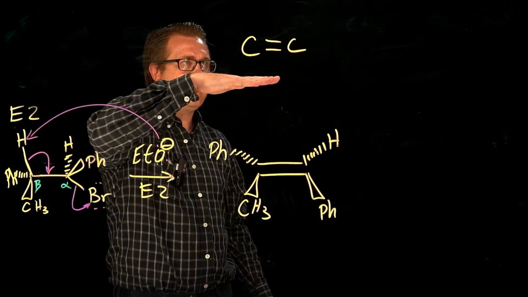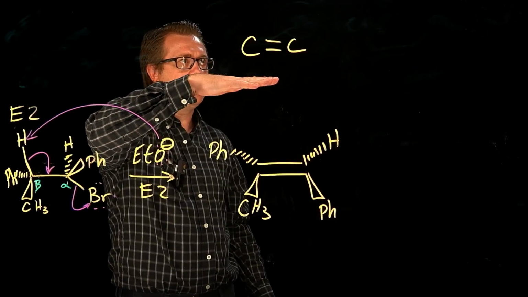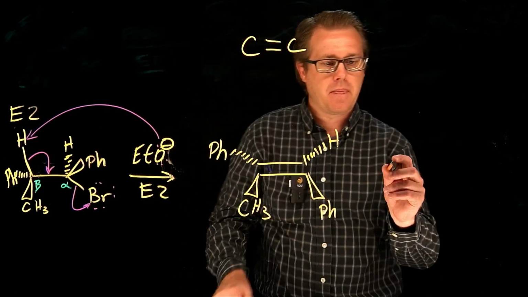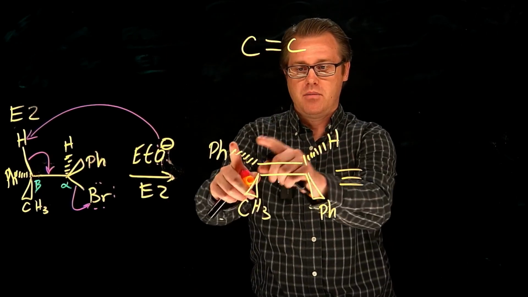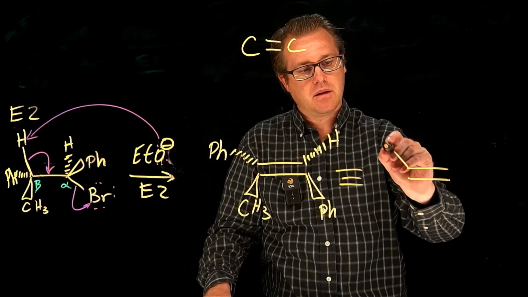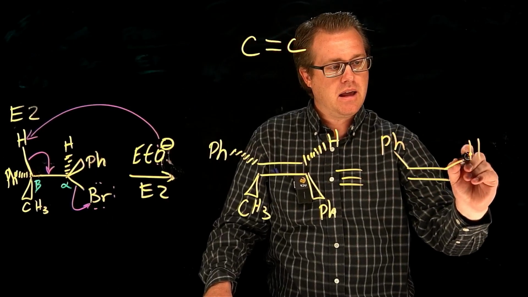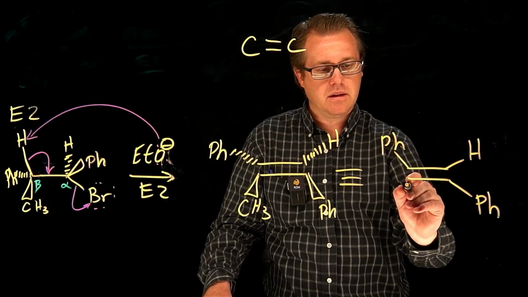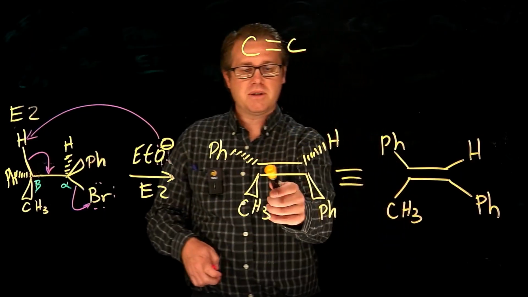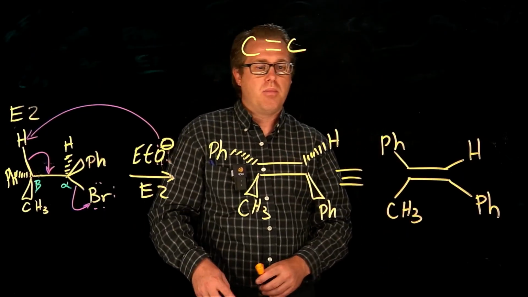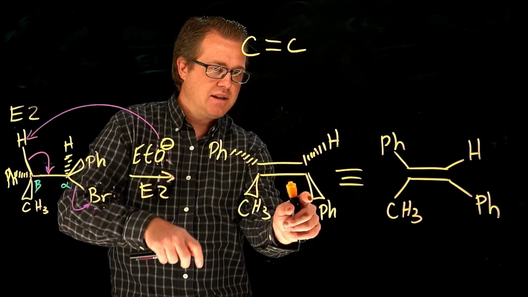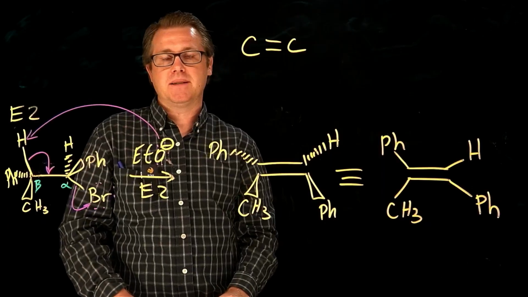Okay? Now if I take my hand and rotate it 90 degrees and put it flat, what do I see? Well, this piece right here can also be represented like this. Okay? Phenyl, H, phenyl, and our methyl. Both representations work. But the important thing to see here, this is dashed, that's wedged. So that means they're on opposite sides.